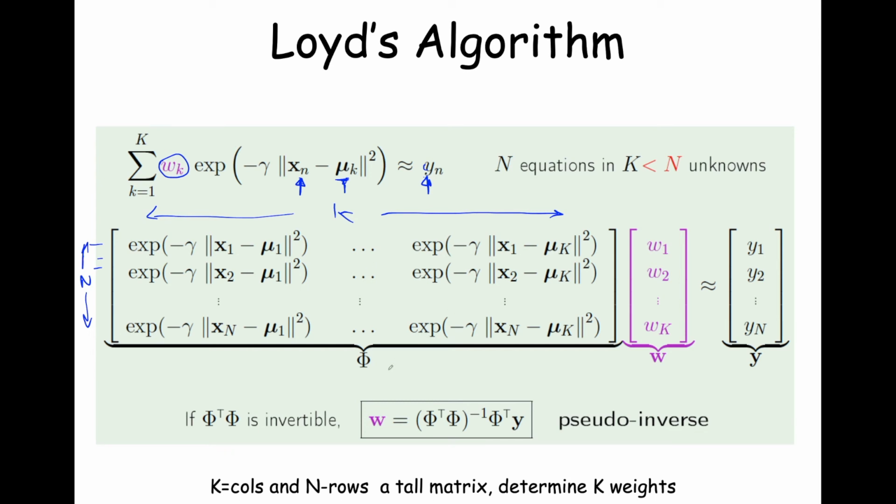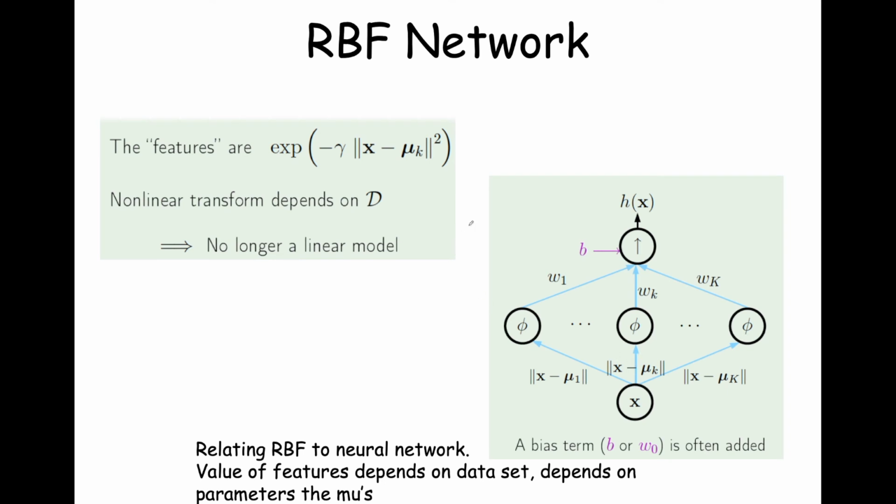And so the pseudo-inverse is listed here, and we can call this a phi matrix, just like we had before with the exact interpolation case. Assuming that phi transpose phi is invertible, W is phi transpose phi inverse times phi transpose times a target vector y, where y is a real value. We can use this to determine our big K many weights W in order to solve this Lloyd's clustering equivalent.